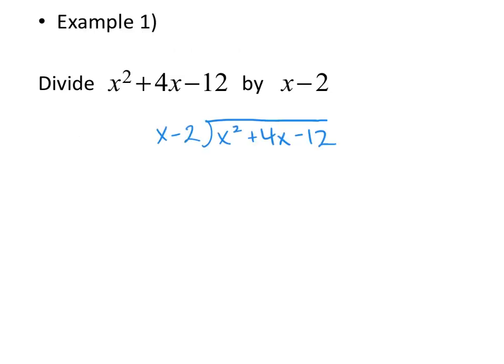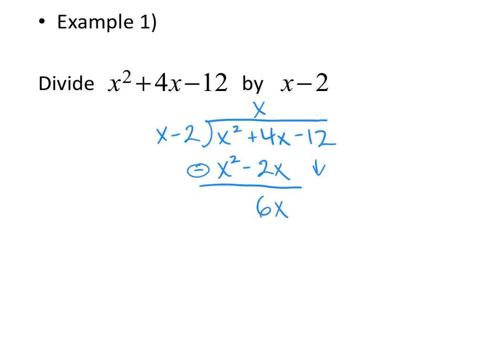Okay, to start, it's easier to ask yourself, x times what gives me x squared? Well, that answer is x. So I write that down, and just like we did before, I'm now going to multiply this times my linear factor. So x times x minus 2 is x squared minus 2x. And just like we did with the other example, we're now going to subtract. x squared minus x squared is 0, and 4x minus negative 2x is 6x.